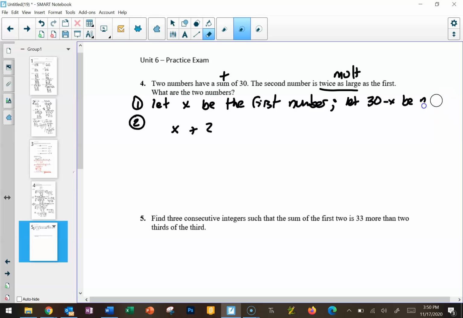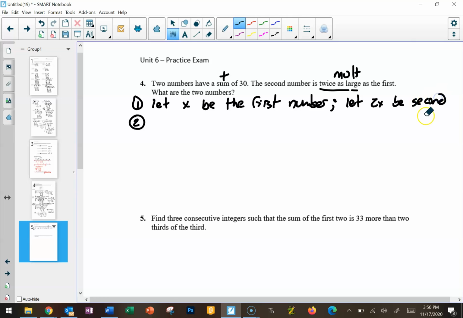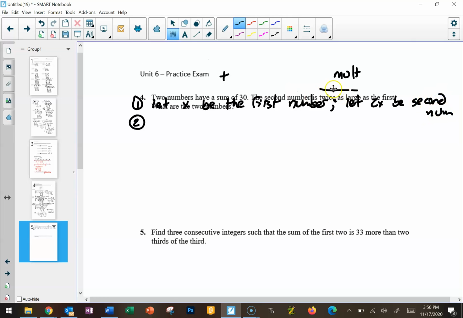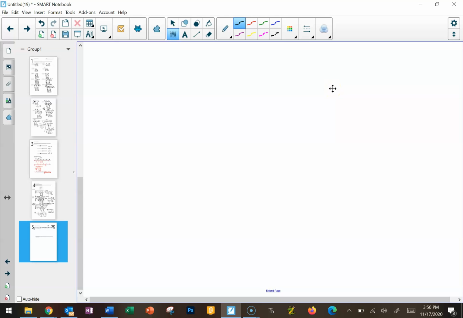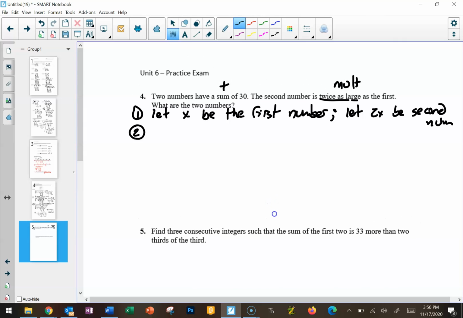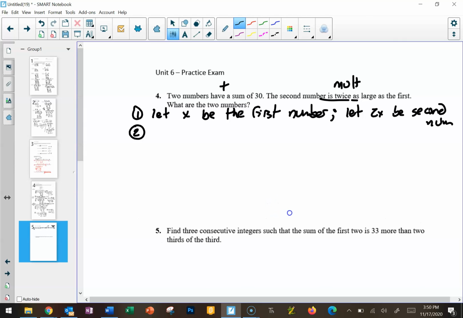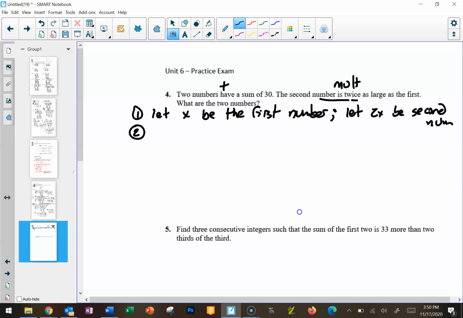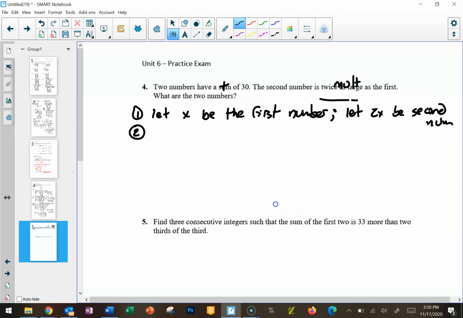We could have done it this way, but there's actually even an easier way to do it. Okay. Even easier. Two numbers have a sum of 30. The second number is twice as large as the first. So if the first number is x, then the second number can just be 2x, right? By the way, if we'd have done it the other way, it would work too. But this one I think is easier. If the second number is twice as large, oh dear, what happened? If the second number is twice as large as the first one, oops, there we go.